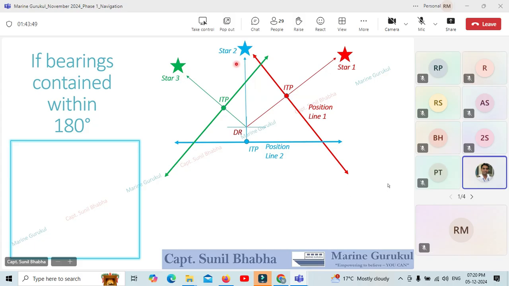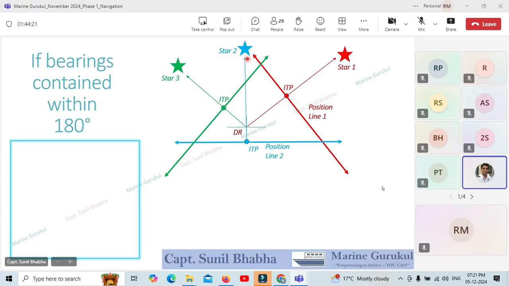Now, if you look at the stretch of the bearings, you will be able to understand that the red color star is at one extremity, at one end of the stretch. The green color star is at another end of the stretch, and this blue color star lies in between star number 1 and star number 3. This star is known as the middle star.